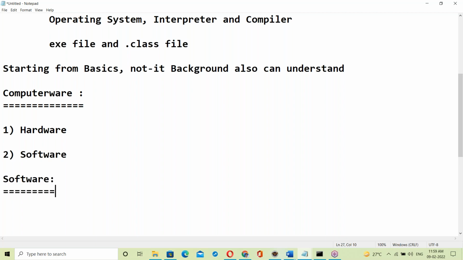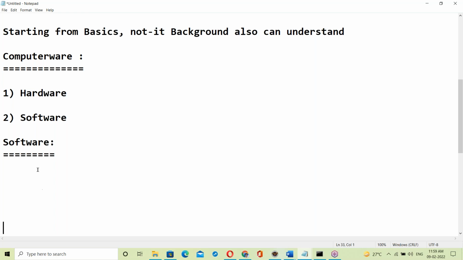Our topic is software. Let us see about software. I think you guys may be wondering, you did not expect this much from the basics, starting from scratch.